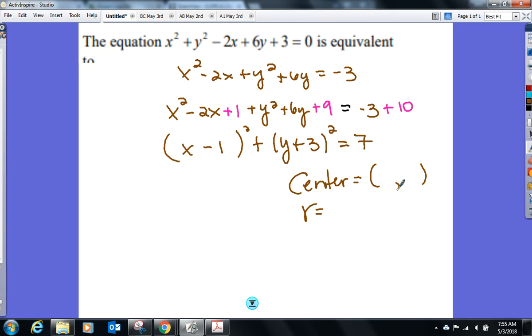Center here would be 1, negative 3. And what about the radius? If that's 7, what must have been the radius length? Now 49. How did I get 7? By squaring what? Remember, this value is r squared. So r squared is equal to 7. What's the value of r? The square root of 7. Okay?